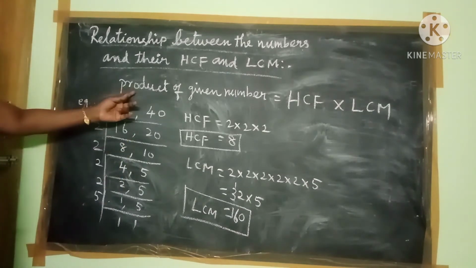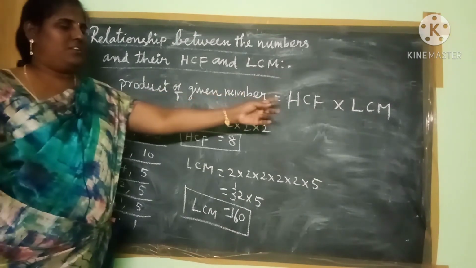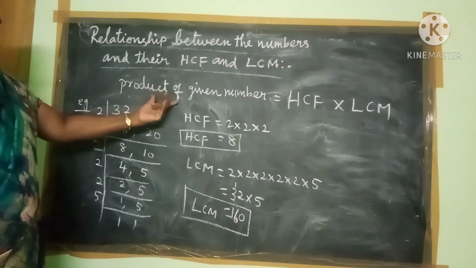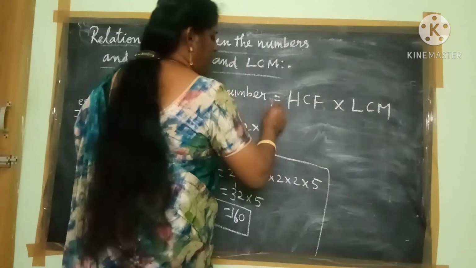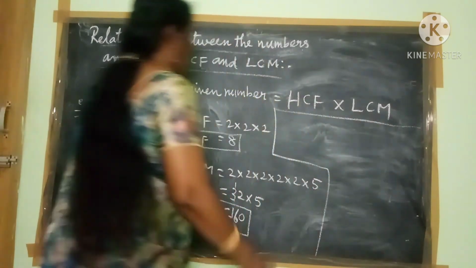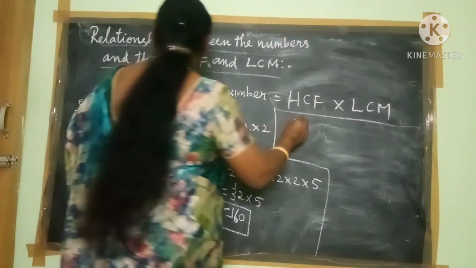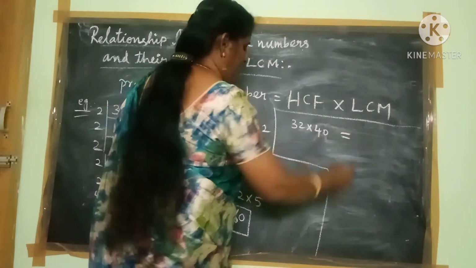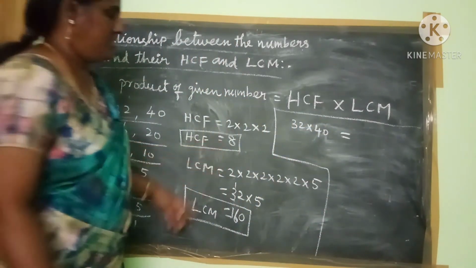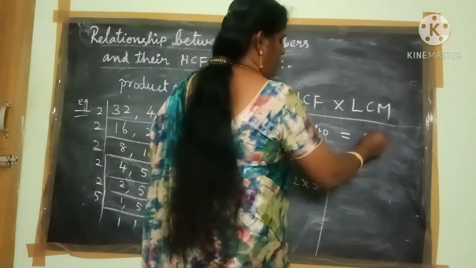So what they have given: the product of the given numbers is equal to the product of HCF and LCM. Now we are going to prove it. Product of the numbers: what numbers are given? 32 into 40 is equal to HCF 8 into LCM 160.